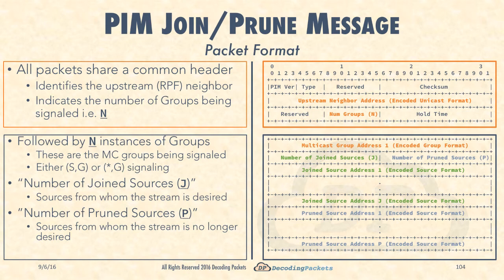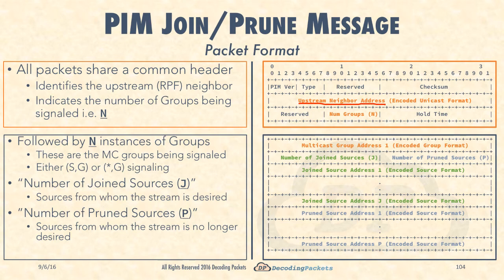So the first thing here is the upstream router. Or really, if you think about it, this is the RPF neighbor. So the very first thing that you need to worry about is the upstream neighbor address. Really, this is just the RPF neighbor for that particular source.